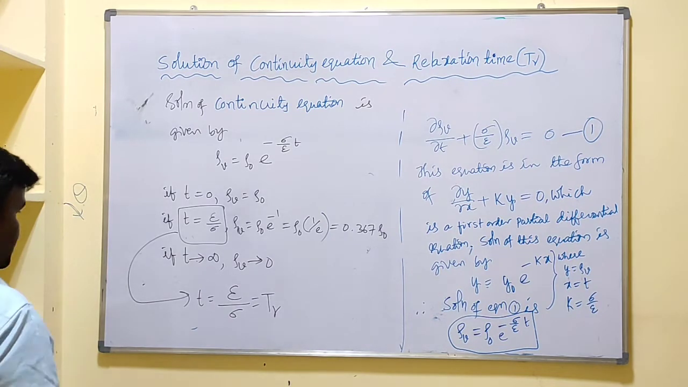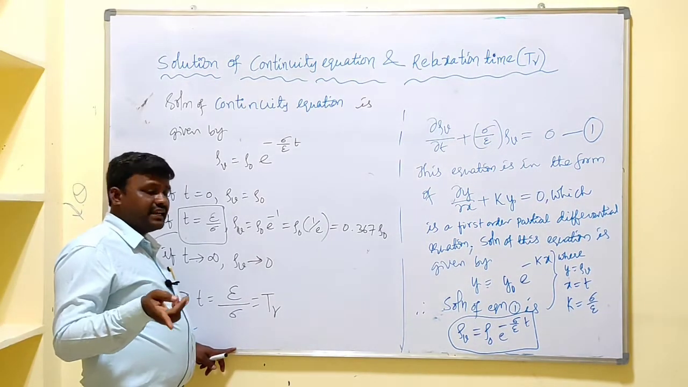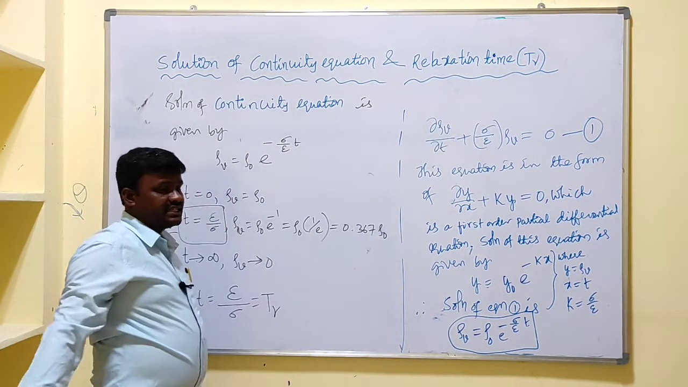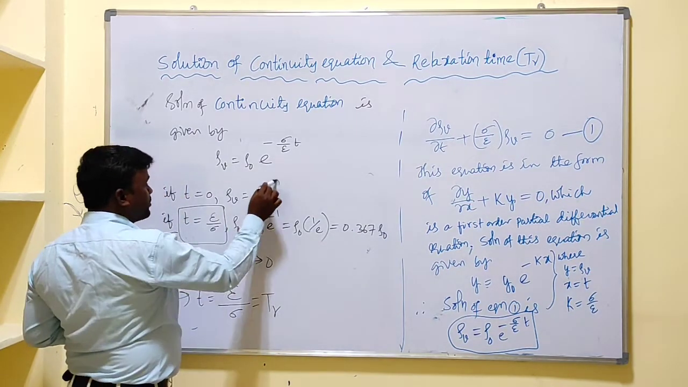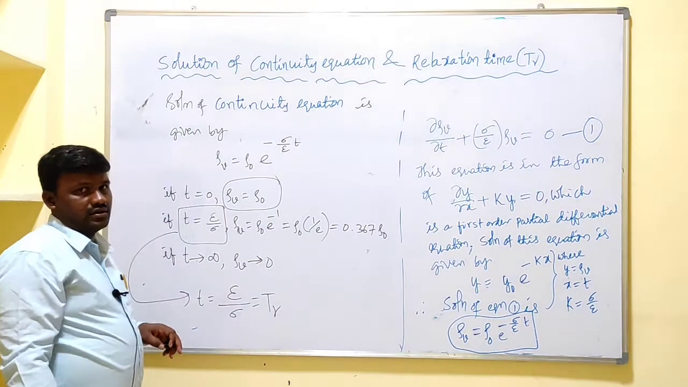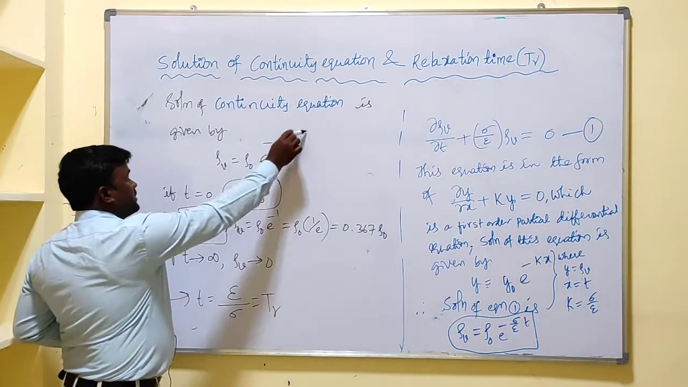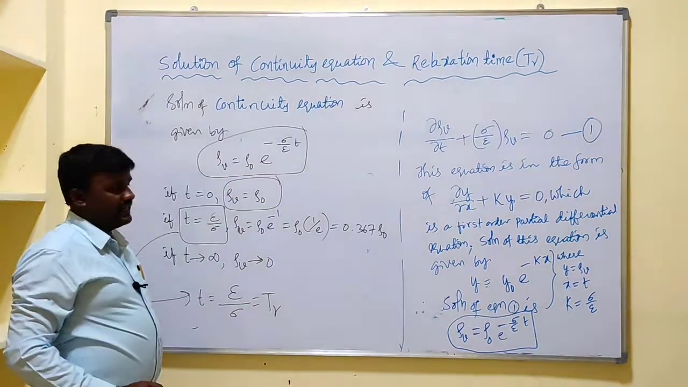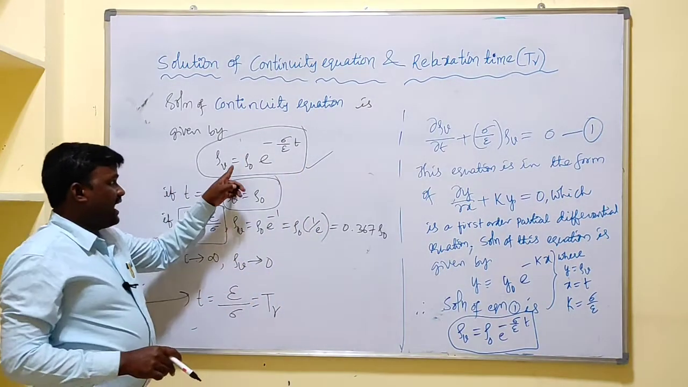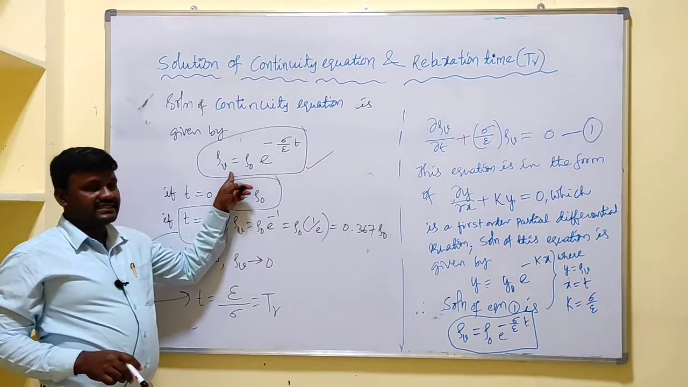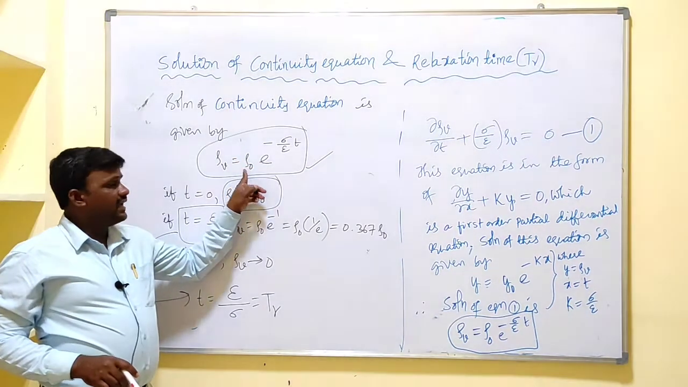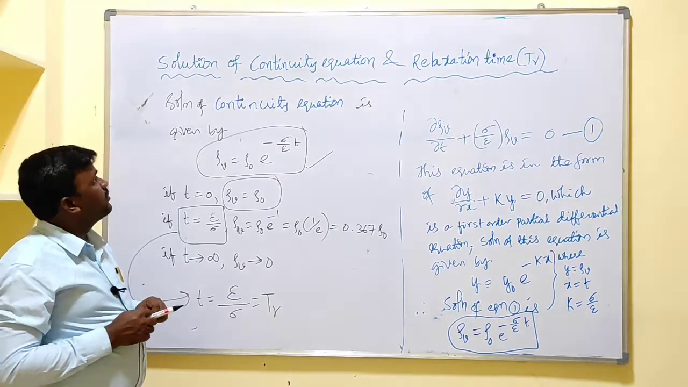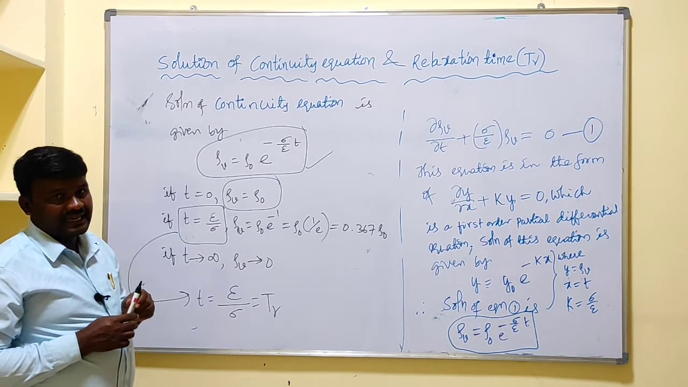Relaxation time means what? It is the time taken by the charge when it is placed in the interior of the material to reach 36.7% of its initial value. Rho naught is the initial value. Why it is the initial value? At T equal to 0, rho V equal to rho naught. So, this is nothing but the solution of our continuity equation, rho V equal to rho naught into e to the power minus sigma by epsilon into T. It indicates that as T increases, our charge density is decreased from its initial value, and as T tends to infinity, it becomes 0. This is all about solution of continuity equation and relaxation time.